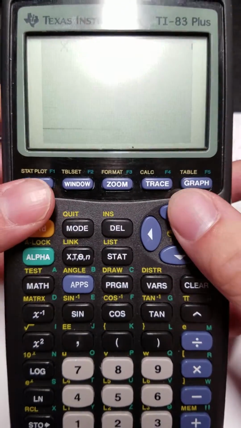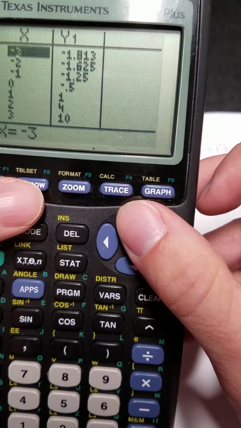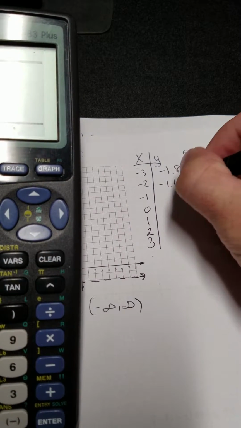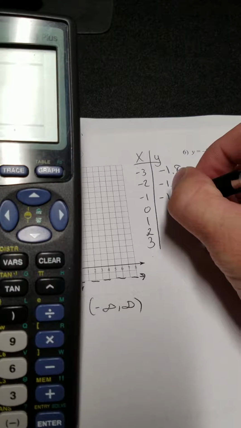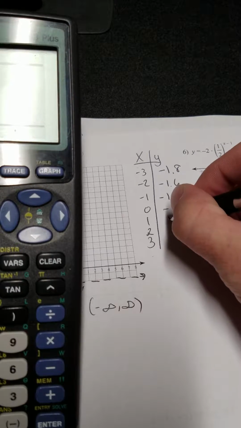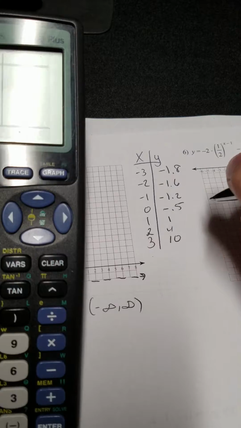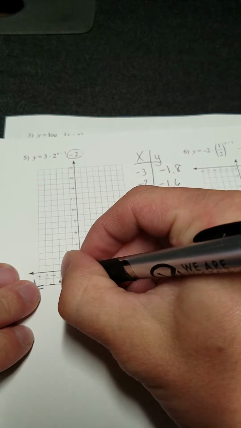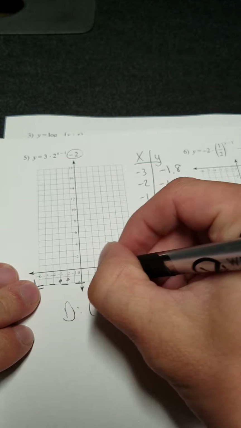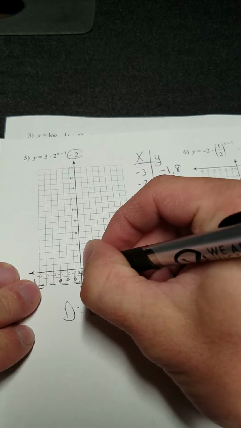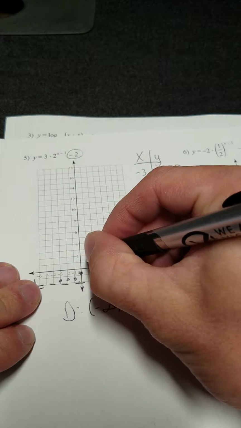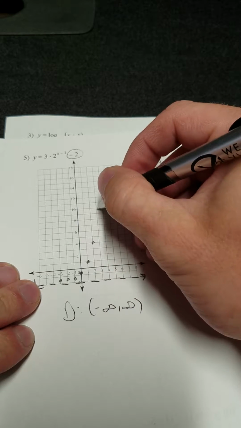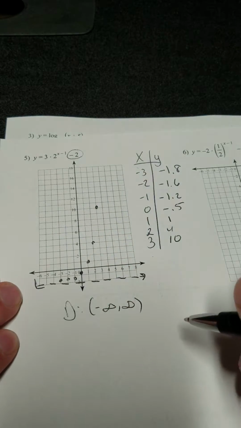So, look at our t-table and pull our values off. So, -1.8, -1.6, -1.2, -0.5, 1, 4, and then 10. Okay, plot your points. -3, -1.8, -2. Okay, and that'll be enough to give us a good picture of what's going on.